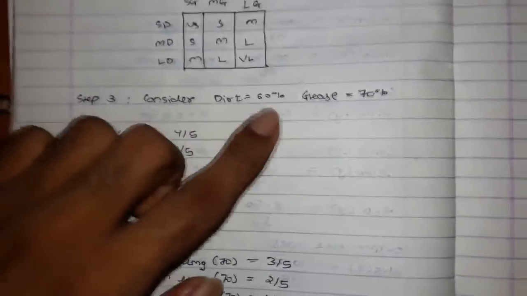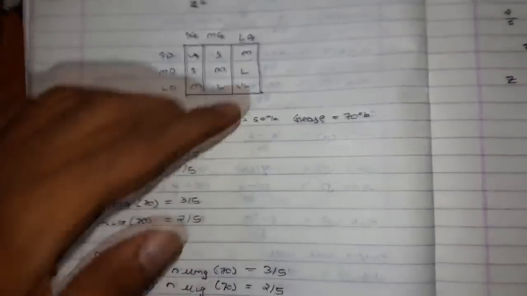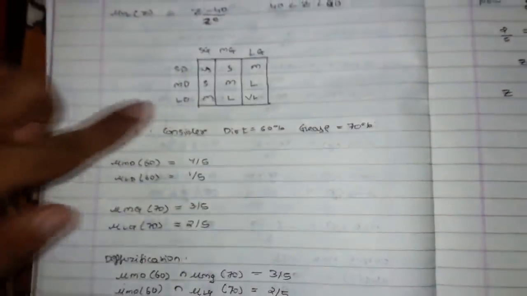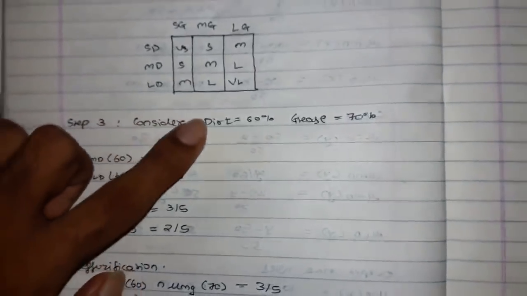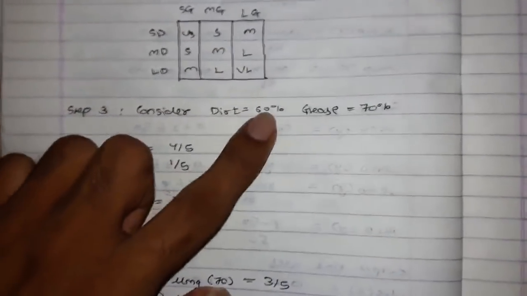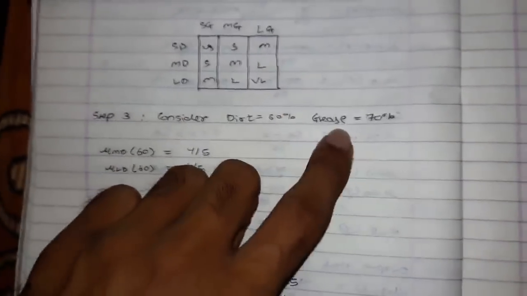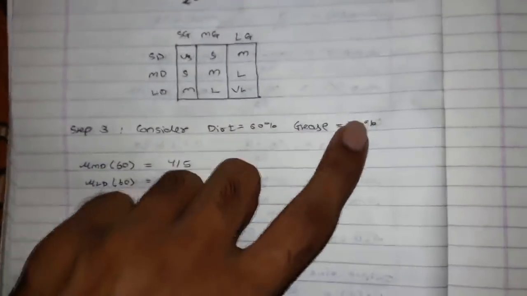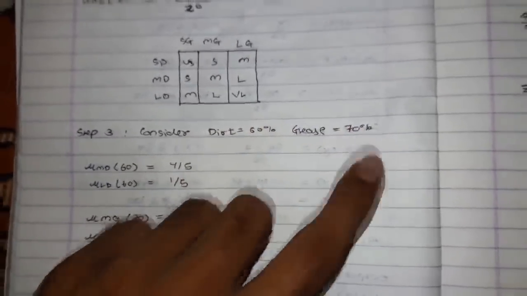Next is the same thing, you have to consider input. You have almost done your sum over here, you just have to test your fuzzy logic. So here you consider dirt as 60%, this can be any number, you can take any number over here. Grease 70%, again your choice, any number. So this is 60%, 70%.